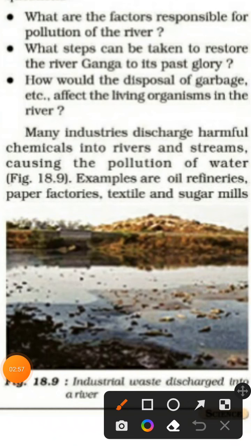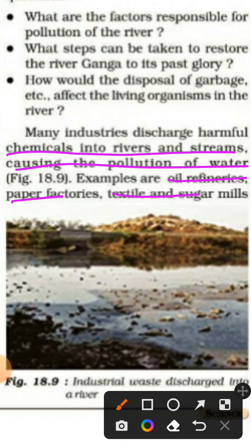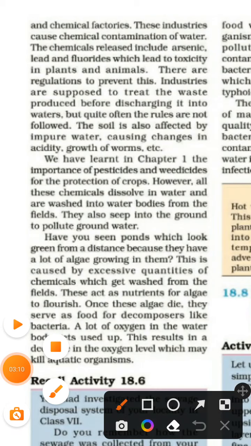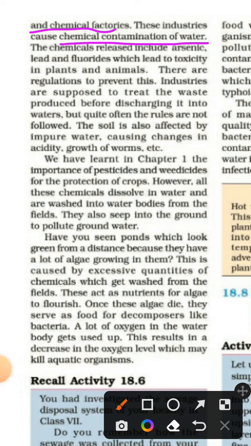Many industries discharge harmful chemicals into rivers and streams, causing pollution of water. Examples are oil refineries, paper factories, textile and sugar mills, and chemical factories. These industries cause chemical contamination of water. The chemicals released include arsenic, lead, and fluorides, which lead to toxicity in plants and animals.